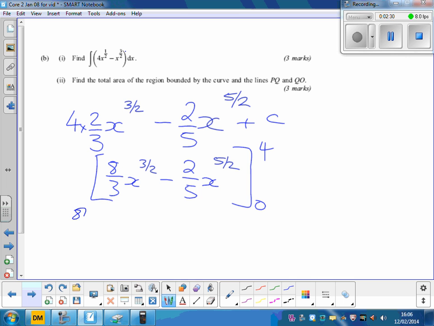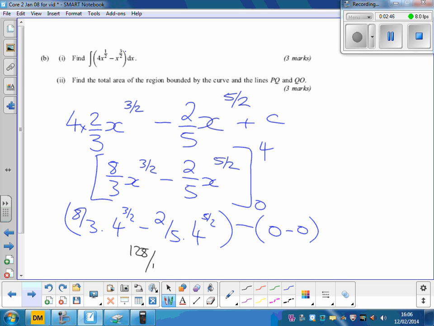So first job, let's just write it all out with a 4 in it. 4 to the 5 over 2, and take away 0. Well, it's all 0 in there. And then just use your calculator. Use your calculator to work out all that bit, and that works out to be 128 over 15.